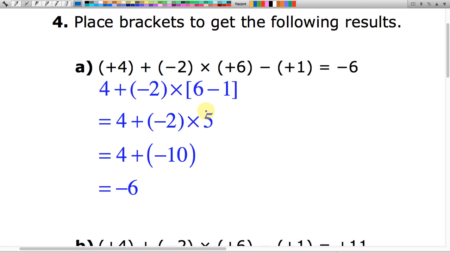So at the end of all this, we learned that putting the brackets here will make the left-hand side equal to the right-hand side now.